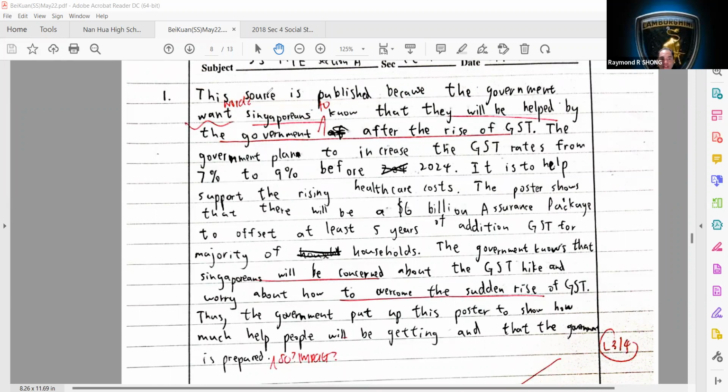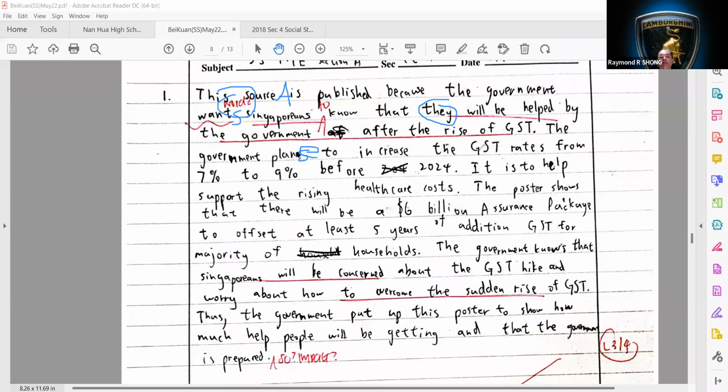This Source A, you have to put A, okay, here. You have to put, Source A is published. Don't say this source. By right, some teachers will mark you on Source A is published because the government wanted Singaporeans to know that Singaporeans will be helped by the government after the rise of GST, will get supported and helped. The government plans, or planned, depends on what you write.